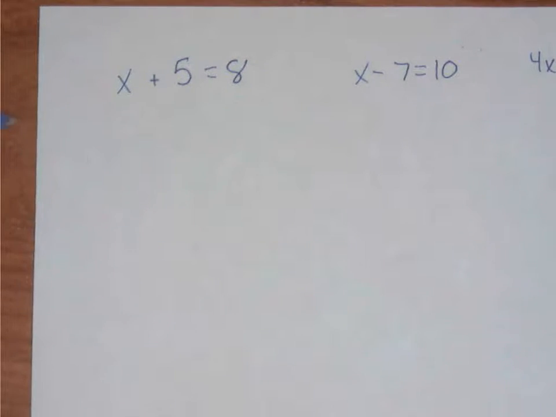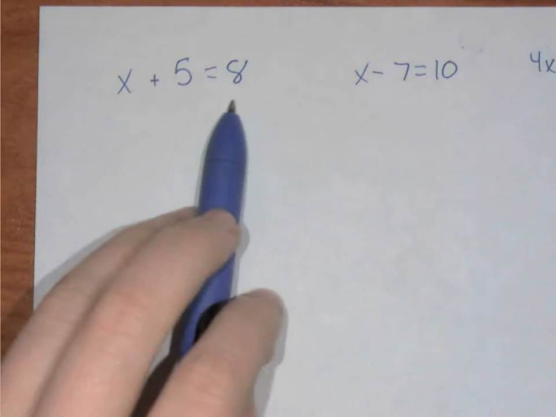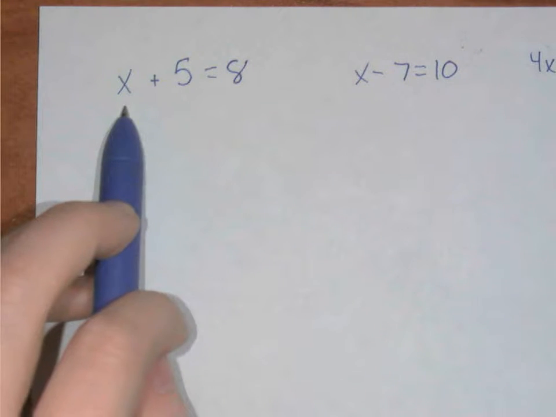So this video will be about solving one-step equations. These are pretty simple. All you need to remember is inverse operations. So what is the opposite of what you're trying to do? In x plus 5 equals 8, we want to get x on its own.